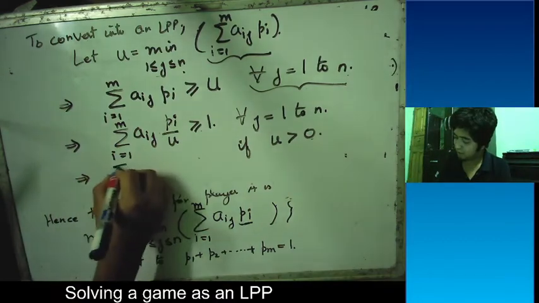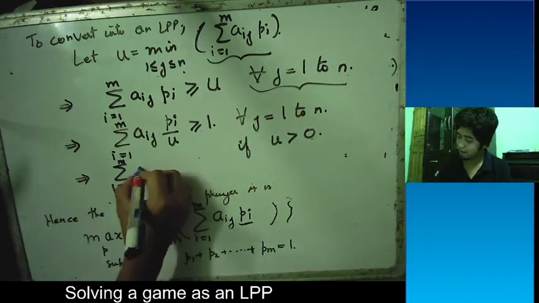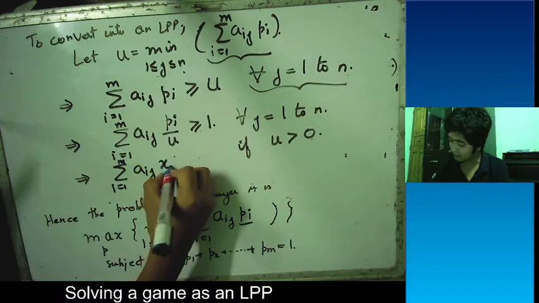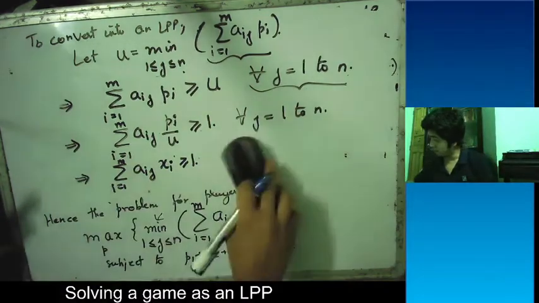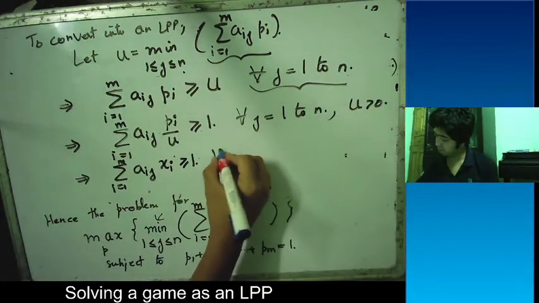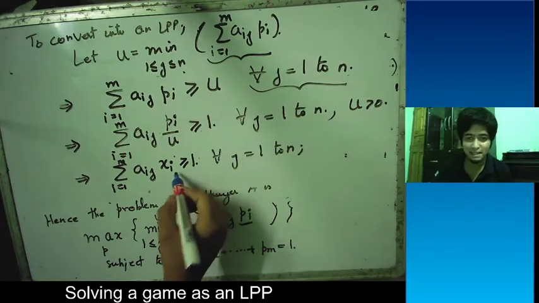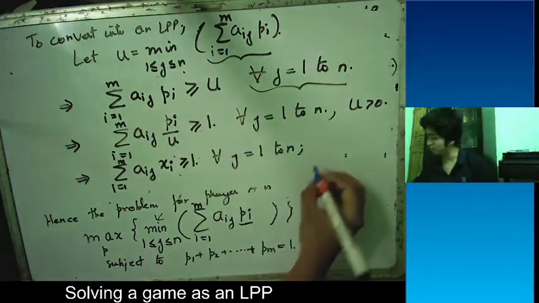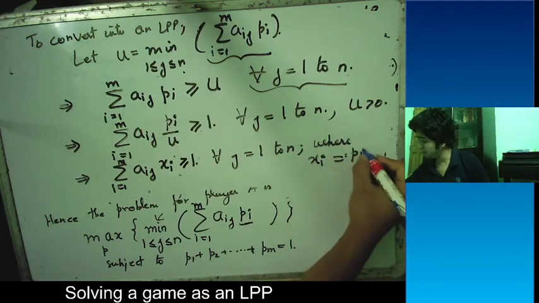This one we can write like this: the sum over i equal 1 to m of a_ij p_i by u, which we can write as x_i, is greater than or equal to 1, with u greater than 0, for all j equal 1 to n. And over here we have introduced this x_i. It is very clear what x_i is: x_i equals p_i by u.